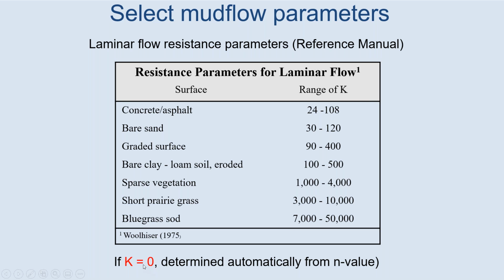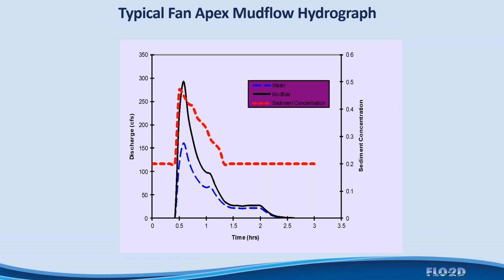But what I did was I plotted these also versus actual N values for typical comparable surface resistance. And so if you assign a K factor in FLO-2D, it will automatically compute a K factor for use in this equation from the N value that you've assigned in the model. So let me show you a typical pattern of results.